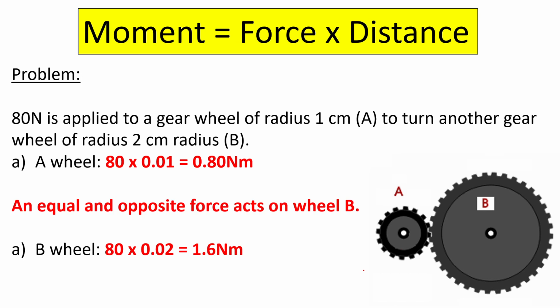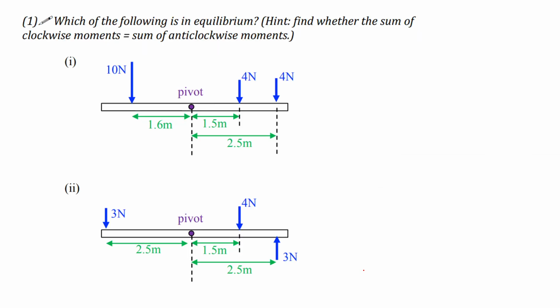And then for B, because it has the same force but equal and opposite, 80 times 0.02 is equal to 1.6 newton meters. Alright, have a go at this question. Which of the following is in equilibrium?